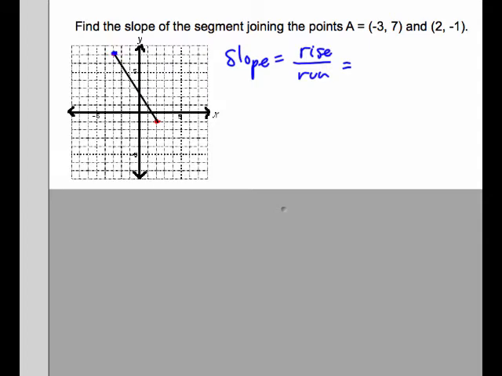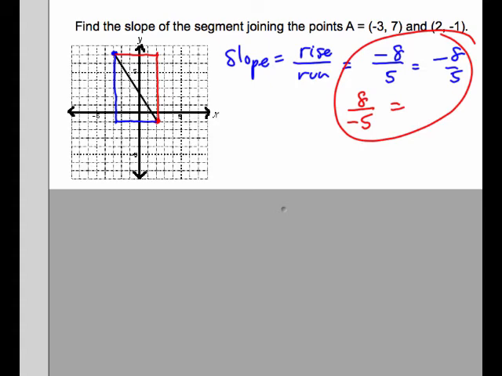So I'm going to start at one of the points, and in a continuous motion I'm going to move vertically, then horizontally. So if I start here, I'm going to have to drop, which is negative, 8 units, that's my rise, and I'm going to have to run in a positive direction to the right 5 units. So the slope is negative 8 over 5. Had I gone in the other direction, starting from this point, I would have had to move up 8 units, which would have been positive 8, and left 5 units, which is negative 5. But I know that all of these fractions are the same.